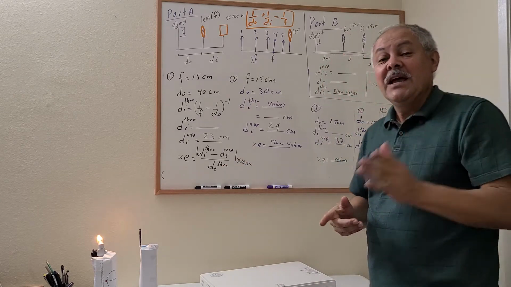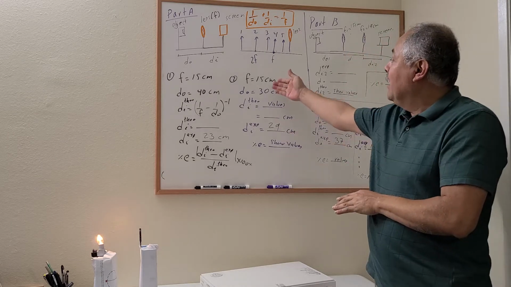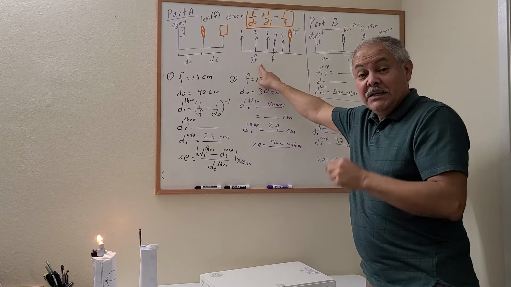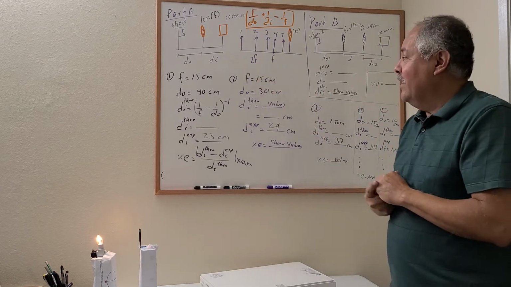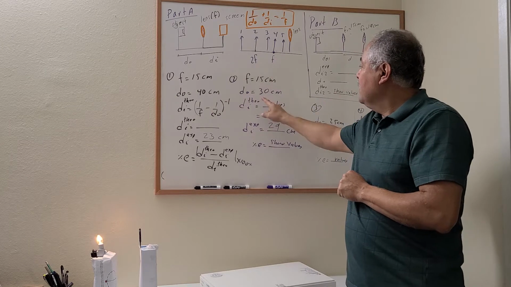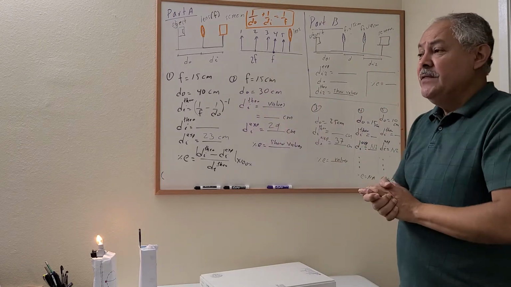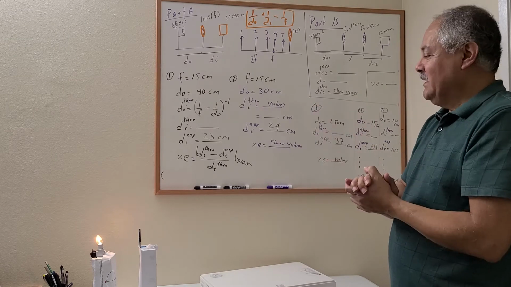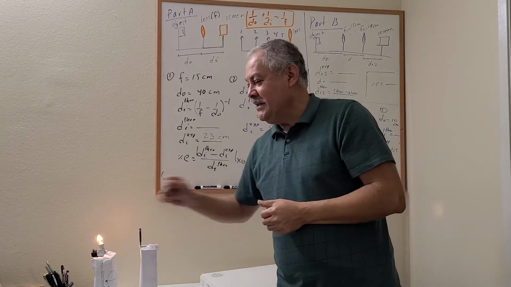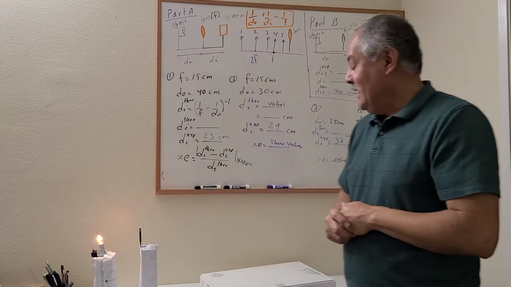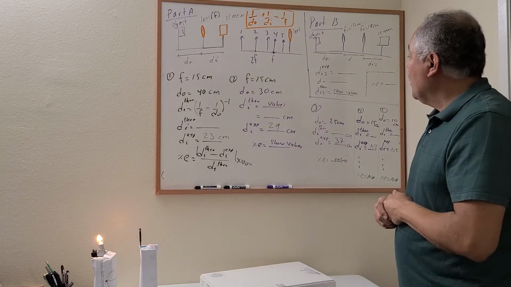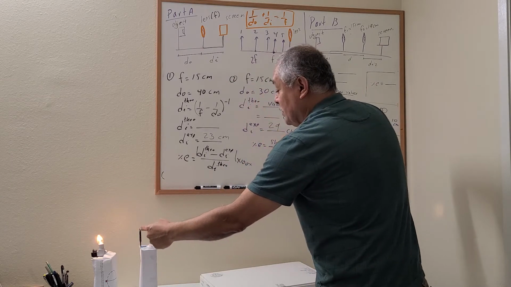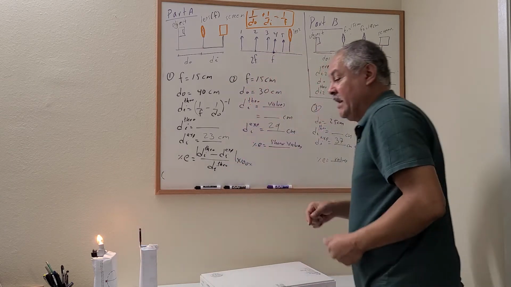Perfect. Now let's go to case two. Now DO is twice the focal length. The focal length is 15, so twice is 30 centimeters. Let's place the lens at 30 centimeters from the object. The object in this case is this lamp. So the distance between these two for case two is 30 centimeters.